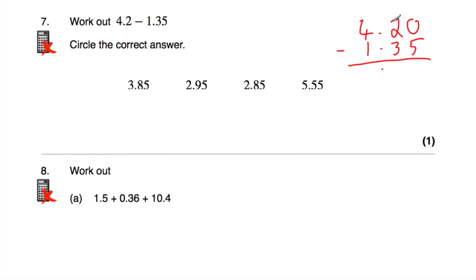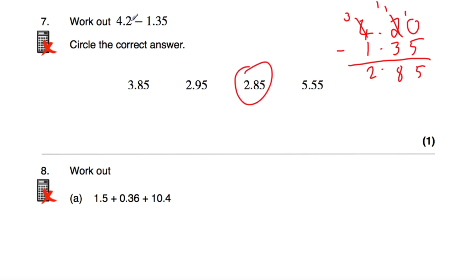So 0 take away 5, let's borrow, so that's now a 1 and a 10. 10 take away 5 is equal to 5. 1 take away 3, again let's borrow, so it's now 3 and an 11. 11 take away 3 is equal to 8, and 3 take away 1 is equal to 2. So the answer would be 2.85. So 2.85 is that one.